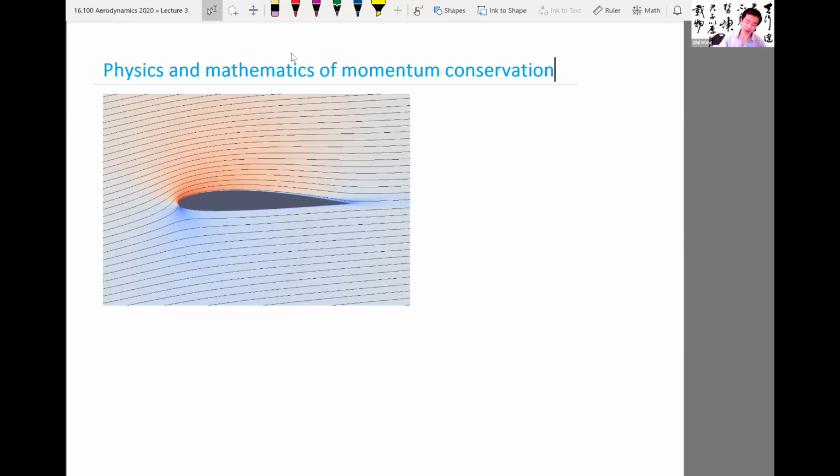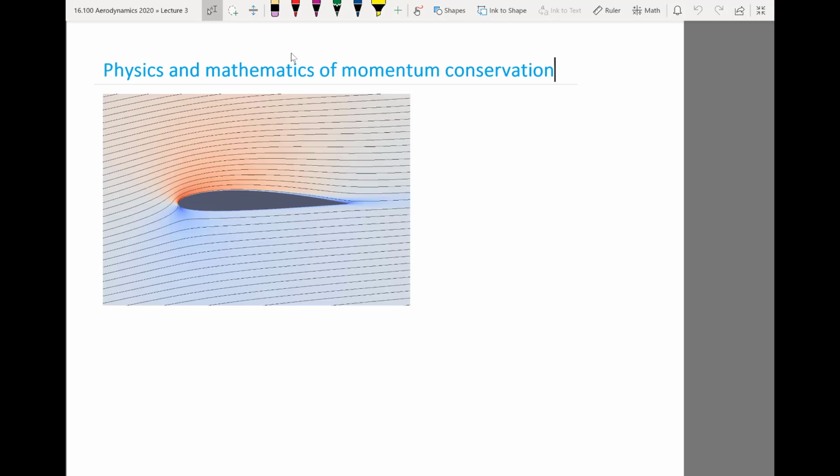So today we are going to teach you how to look at a pressure field. The effect of pressure is going to be most relevant to momentum conservation. So today we're going to start with what we already know about momentum conservation and derive the differential form of momentum conservation.